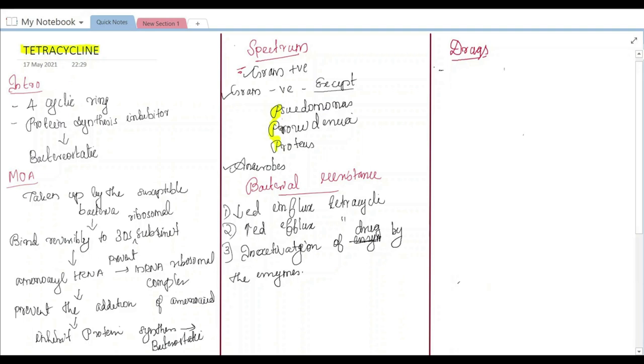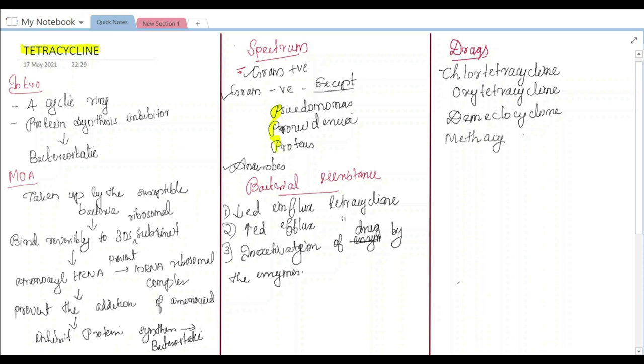Next, let's see which drugs belong to the tetracycline category. You should remember at least the names of some of these drugs. First one, chlortetracycline, and the other is oxytetracycline. Then demeclocycline. Next one is methacycline. These are oral drugs; the route of administration is oral.